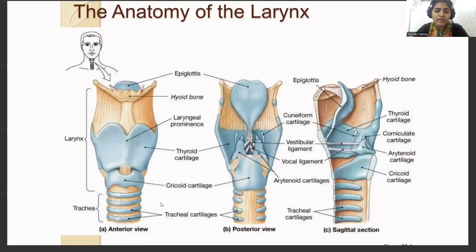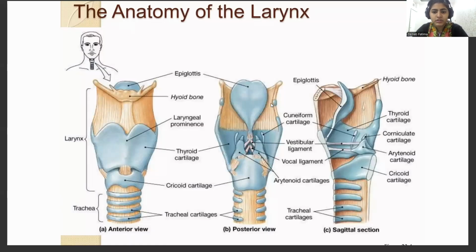First, we will come to the anterior view. What do you see? The epiglottis, a flap-like, leaf-like structure. Then we have the hyoid bone. Then we have the laryngeal prominence. As you can see, this part is the laryngeal prominence. Then we have the thyroid cartilage, which also protects the thyroid gland. Then we have the cricoid cartilage. Then we have the trachea, and this is the tracheal cartilage, which protects the trachea. This whole thing is the larynx.